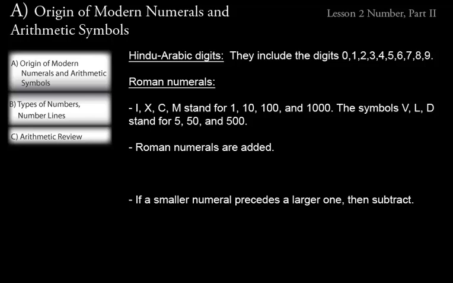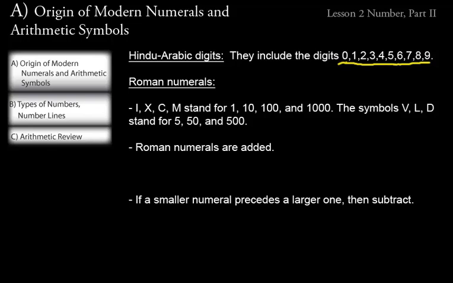So you should have read over your rules and definitions for this lesson. Let's go ahead and look at Part A, the origin of modern numerals and arithmetic symbols. And so we talked about the history of mathematics some in Lesson 1. We talked about the Hindu-Arabic numeral system and Hindu-Arabic digits. Those include 0, 1, 2, 3, 4, 5, 6, 7, 8, and 9. Those are what pretty much everybody in the world uses now when they're doing mathematics.